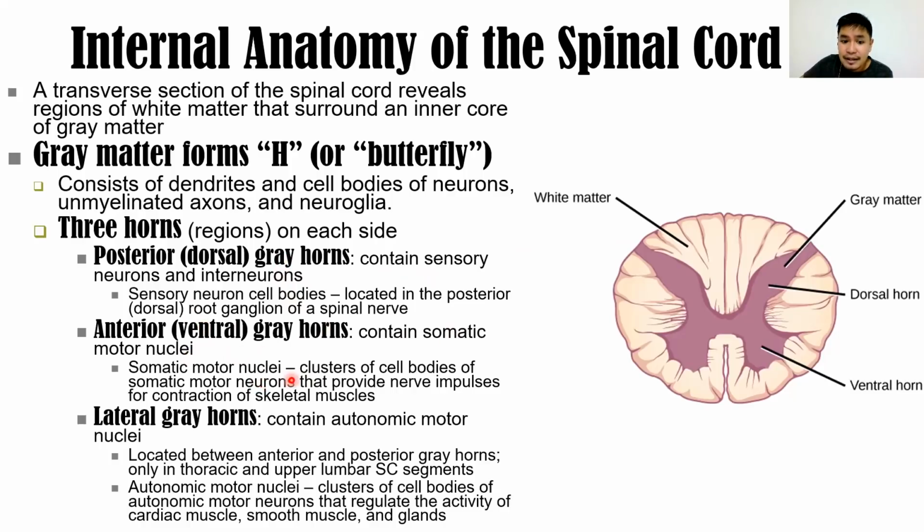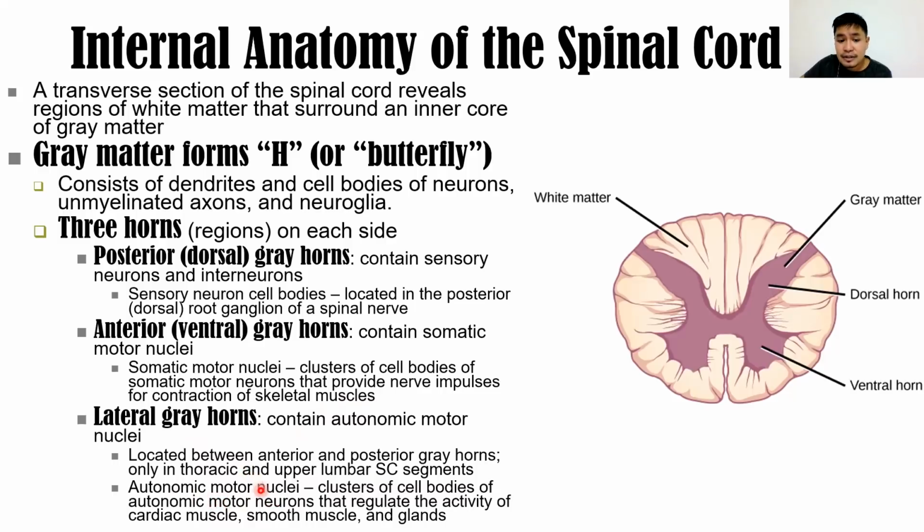So your somatic motor nuclei are clusters of cell bodies of somatic motor neurons, of course, that provide nerve impulses for contraction of skeletal muscles. So I want you to remember always, somatic motor, skeletal muscles, voluntary. Contraction of skeletal muscles. And then your lateral gray horns contain autonomic motor nuclei located between the anterior and posterior gray horns. Of course, it's just lateral. Only in the thoracic and upper lumbar spinal cord segments.